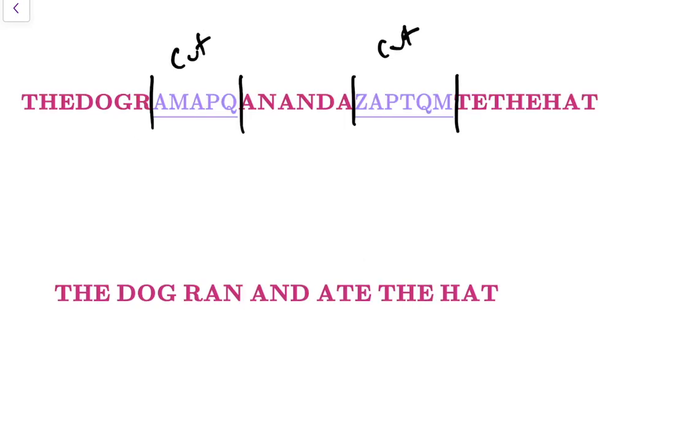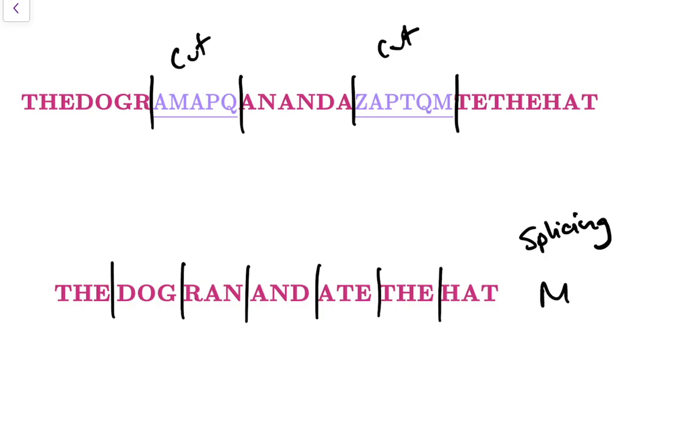If we cut out the purple and stick together the remaining, we can see that if we're talking 3-letter codes, which is what the genetic code is, we've now got something that makes sense. We have cut out bits that didn't make sense, and now we've got a message that we can read. And this is the idea of splicing, to cut out parts of the RNA to make, in the end, what we call a mature mRNA.